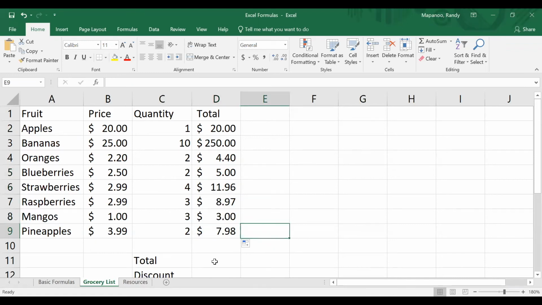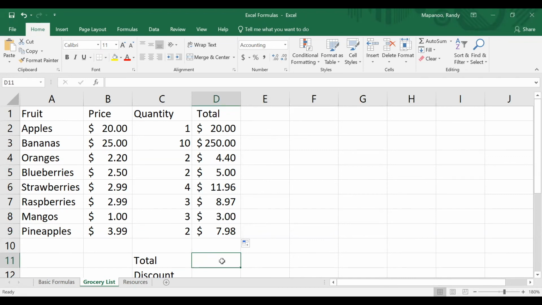All right, let me go ahead and calculate the total for this here, the total damage to our wallet. Now here again, I do know the formula. I could type out equals D2 plus D3 plus D4 plus D5 plus D6 plus D7 plus D8 plus D9, and then I would get a total here. But again, if I had 10,000 different fruits to purchase, I don't want to sit here and type out equals D10 plus D11 and so forth.